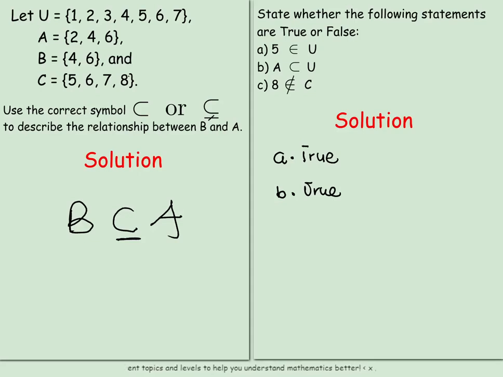If we look at set C, don't we have 8 here? We do have 8. So that alone is a false statement because 8 is actually in set C.